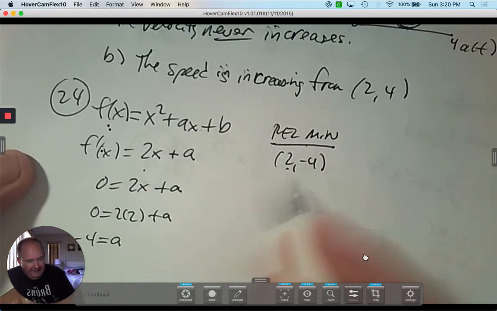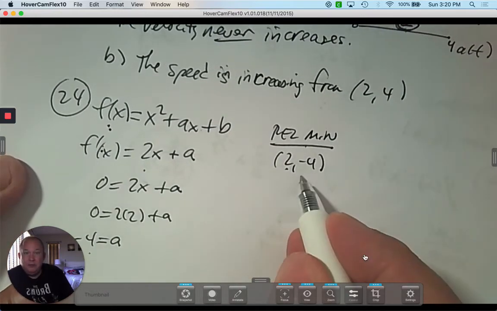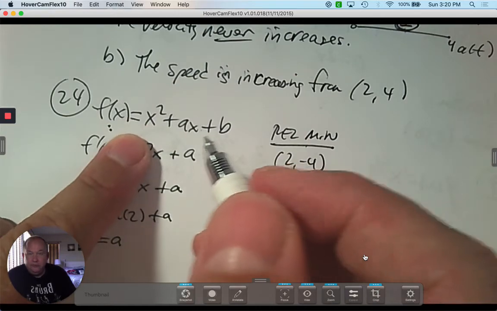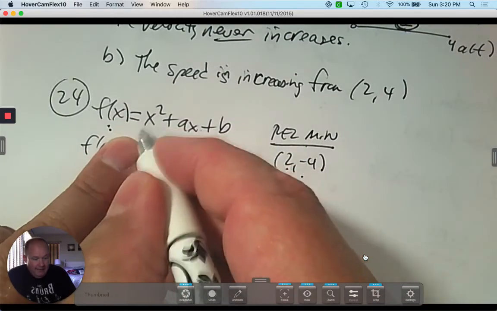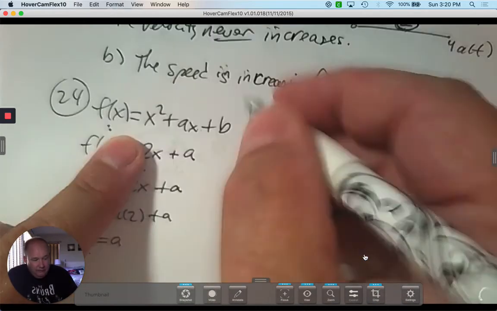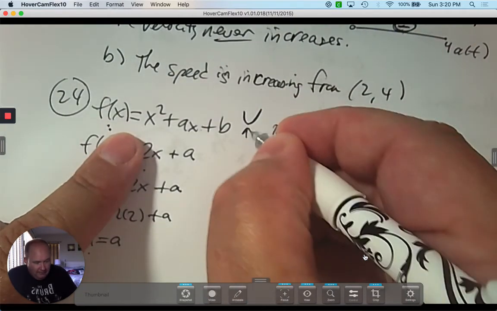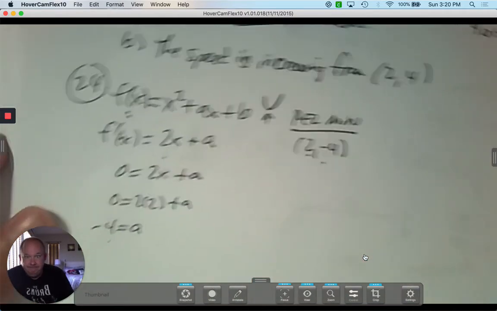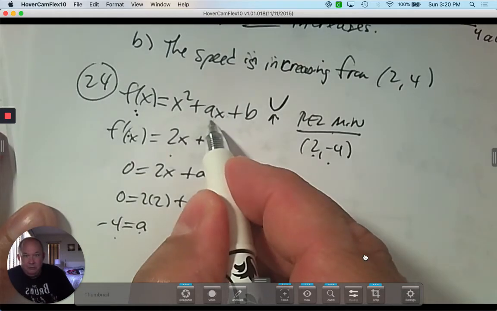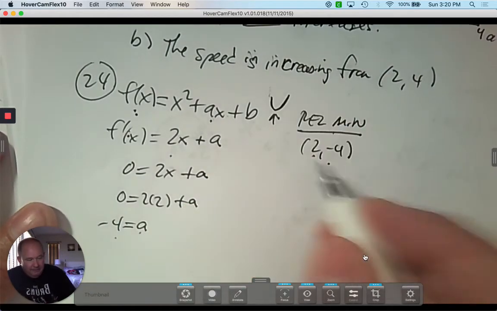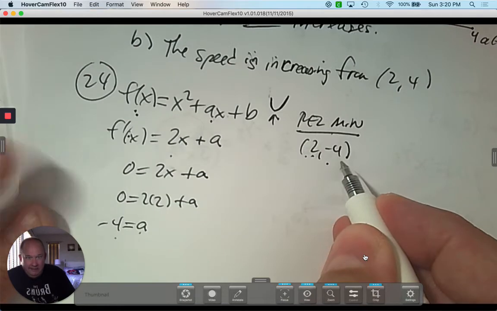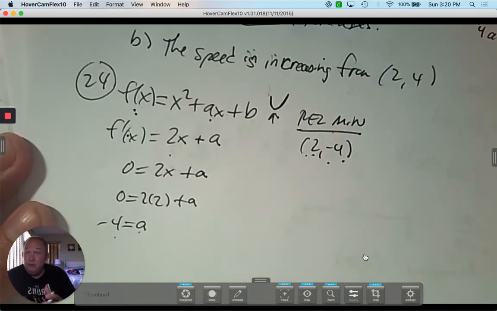So if a equals -4, it's going to create a minimum. Notice that this is a parabola where x squared is positive. So this is a parabola that opens up anyway. It is going to create a minimum there. So when a is equal to -4, it creates a minimum at 2 and -4. Well, we need one more thing. We need to know what b is, right?